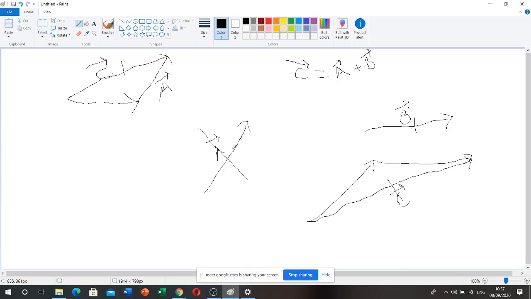For example, see here, a vector is directed in this direction, b vector is directed like this. What will be the resultant vector c? What is the direction of that vector if these two vectors are added together? So it will be in this direction. Is that clear?